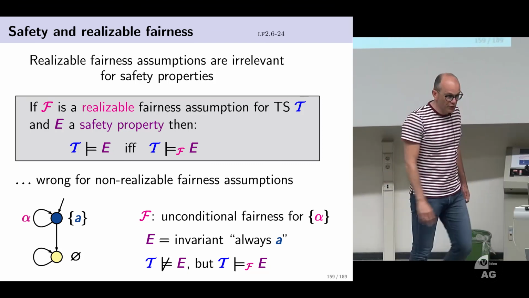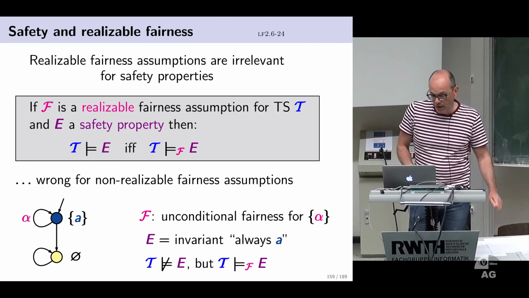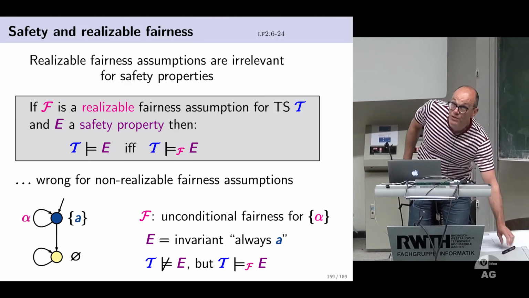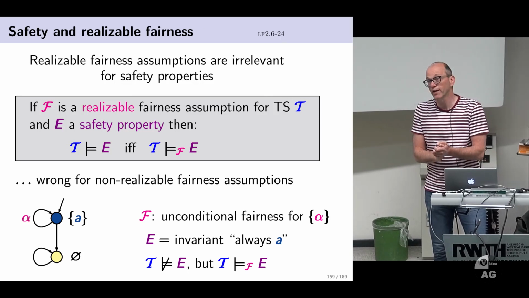But the good news is for realizable, and that's really a kind of mild restriction, safety properties are not affected by fairness assumptions. This brings me to the end of the lecture of today.